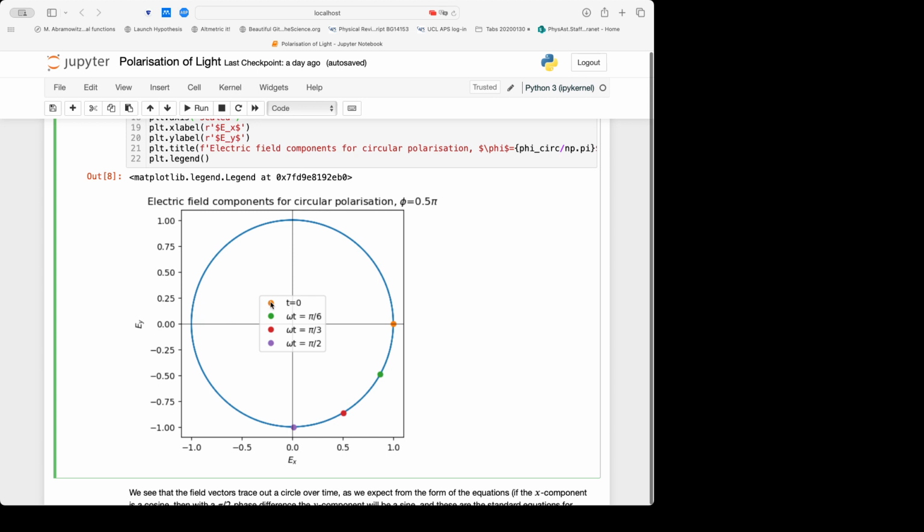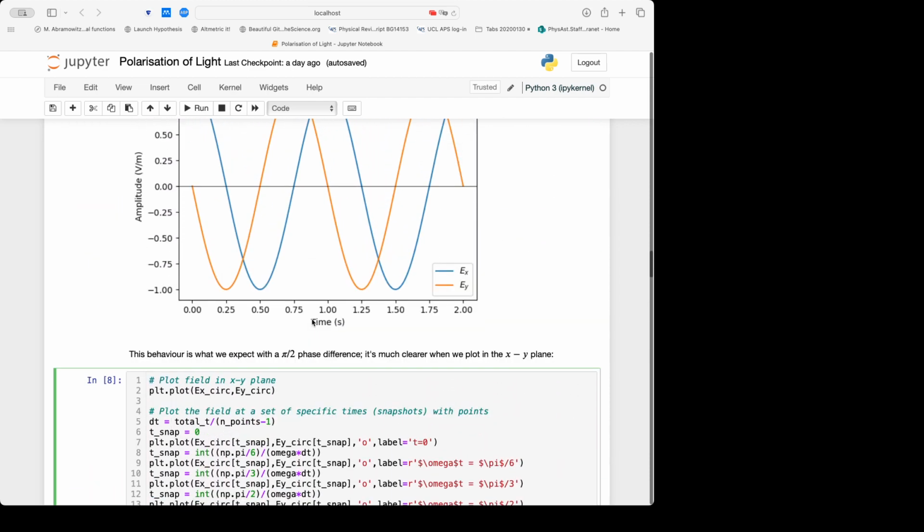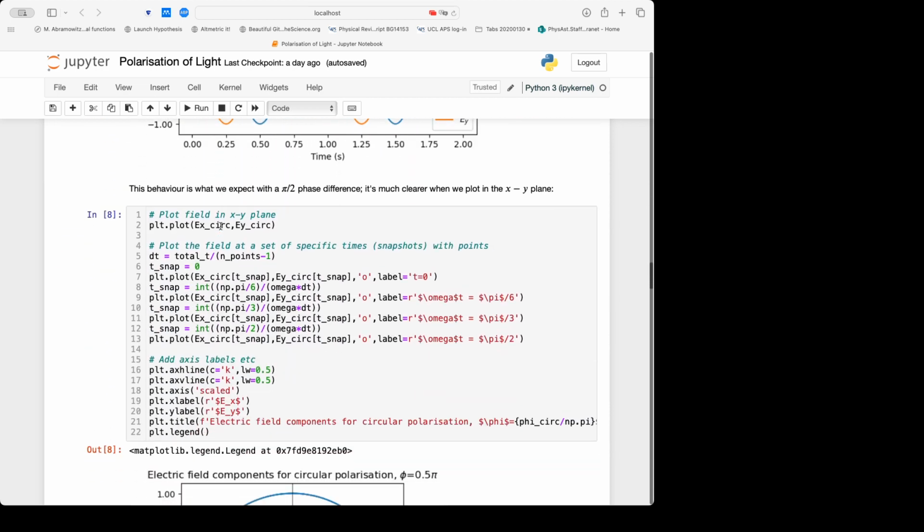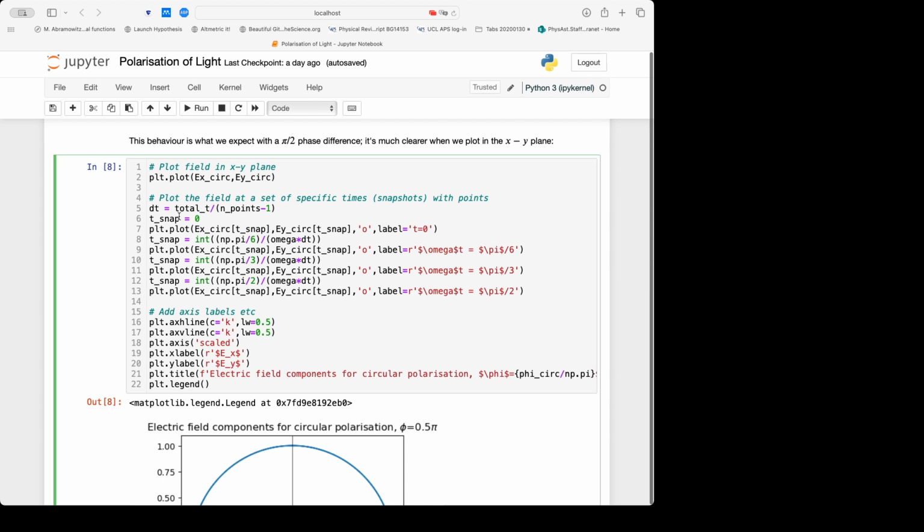I've also put 4 points here at successive times going around the circle, so you can see the sense in which the orbit goes, or the movement of the field vector goes. If phi was equal to 3 pi over 2, it would go in the opposite direction. And again, you could test that by downloading the notebook and changing this line here and rerunning. And you can see here's the code where I've set the snapshot time to be either 0 or the equivalent of pi over 6, pi over 3, pi over 2.